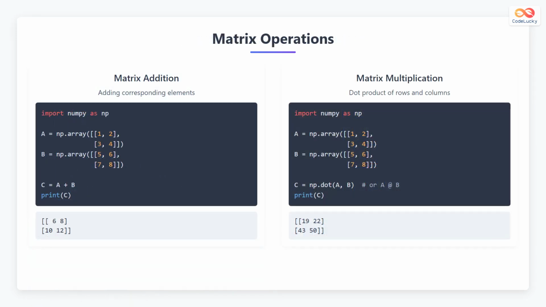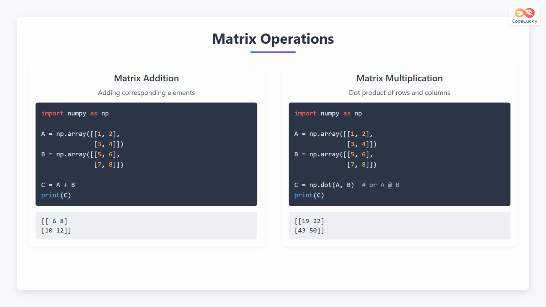There are many matrix operations. For example, matrix addition is adding the corresponding elements. First, import NumPy as np. Define the matrix A assigned to np.array, passing in a list of lists with values 1, 2, 3, 4. Similarly, define matrix B assigned to np.array, passing in a list of lists with values 5, 6, 7, 8. Assign C to A plus B, print C.